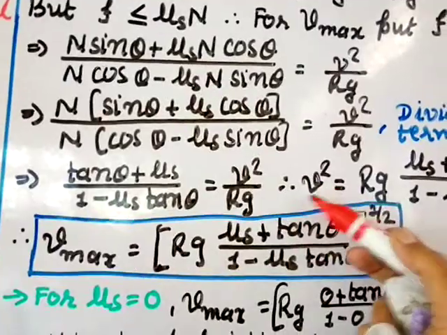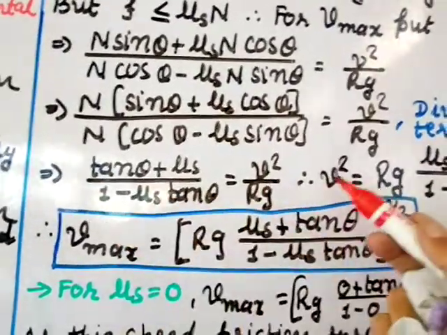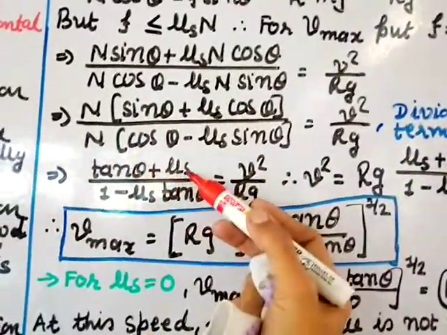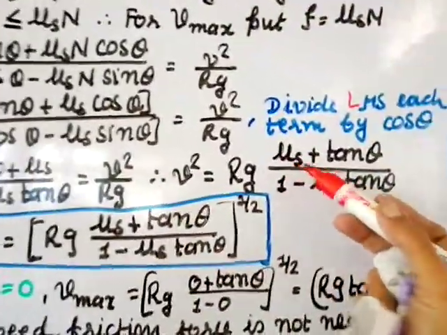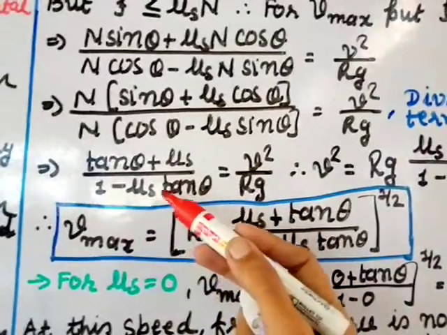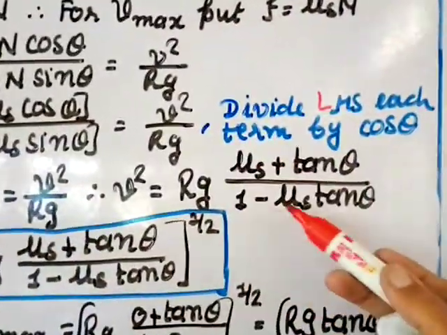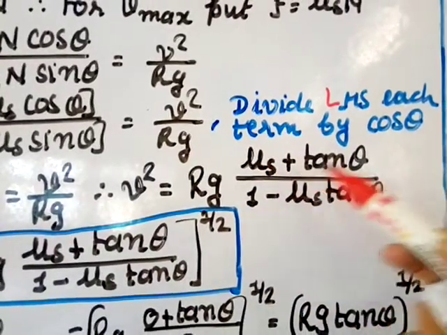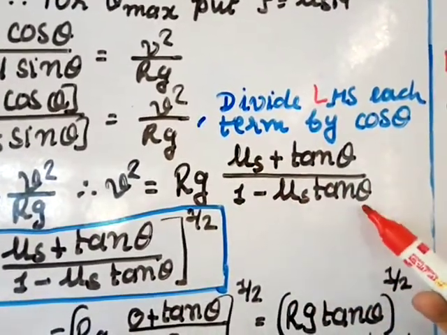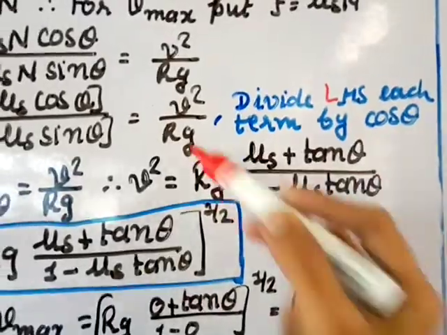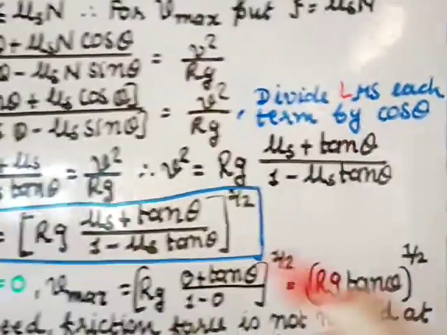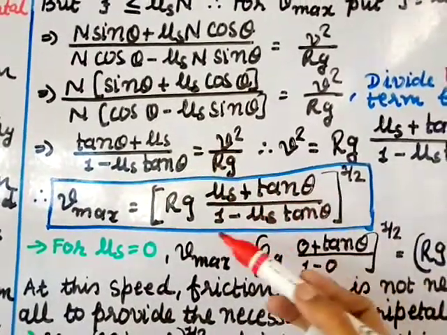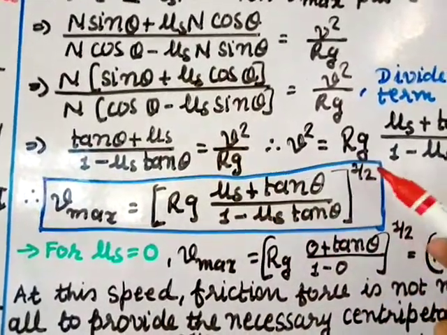Now make v square the subject and transfer rg over here. So v square is equal to rg, and I am writing mu s first and tan theta later: mu s plus tan theta divided by 1 minus mu s tan theta. That 1 minus mu s tan theta stays as it is. So v square is equal to rg times mu s plus tan theta over 1 minus mu s tan theta. Take a square root on both sides and call this the maximum speed. So V maximum is equal to [rg (mu s plus tan theta) divided by (1 minus mu s tan theta)] to the power 1 by 2.